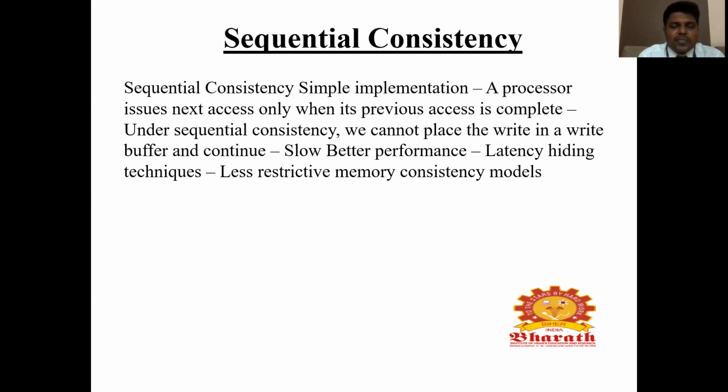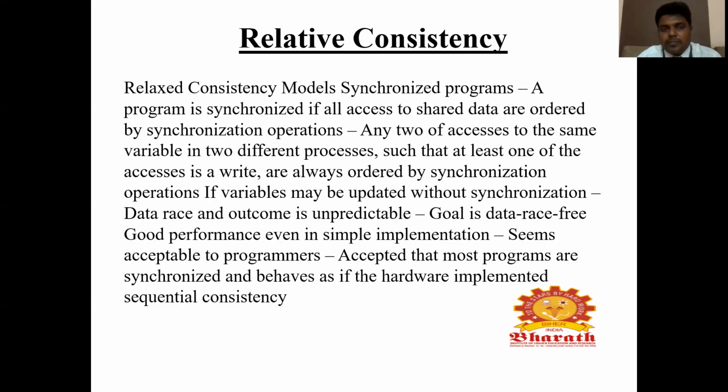Sequential consistency has a simple implementation: a processor issues its next access only when its previous access is complete. That is sequential, right? One after another. Under sequential consistency, we cannot place the write in a write buffer and continue. So sequential consistency is slow. For better performance, latency hiding techniques and a less restrictive memory consistency model are used.